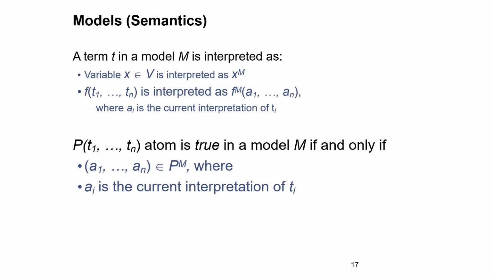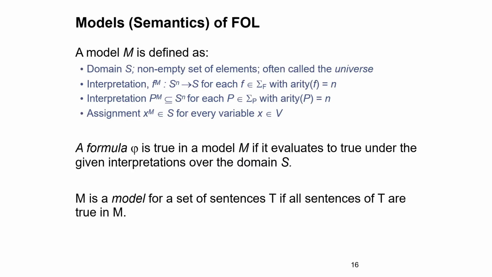Okay, then the predicate is true if and only if, now it's terms, so we're still on the syntactic level, we replace them with their current interpretation of the term that's given to us by the model, and then we check whether it is in this concrete predicate that the model defined. So this interpretation of the predicate was now some subset of value combinations.